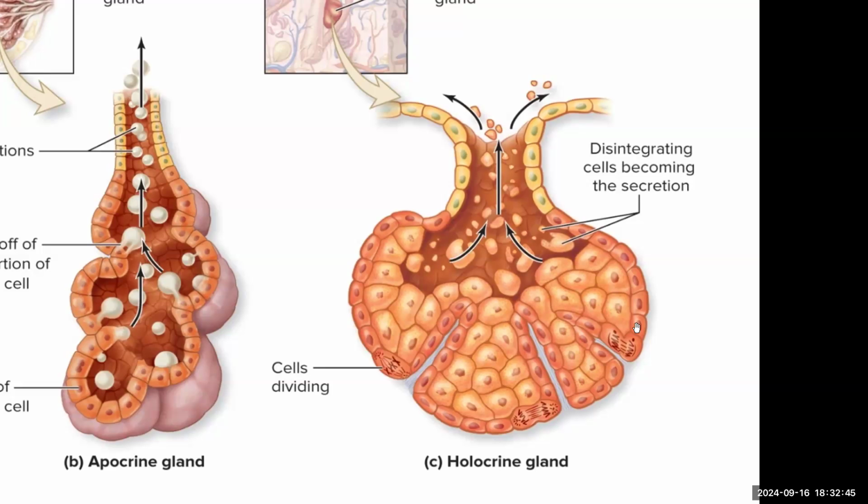And how I remember what a holocrine gland does: if you've ever heard of a holocaust, a lot of destruction goes on in a holocaust, whether it's a nuclear holocaust or whatever. You'll have destruction of things, and that's how I remember holocrine gland, because it destroys itself, essentially.